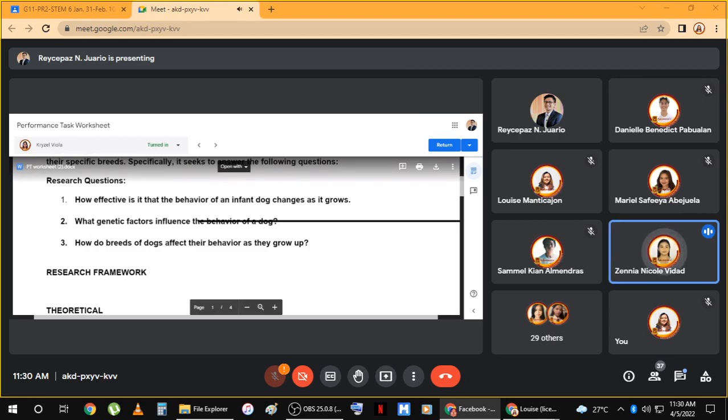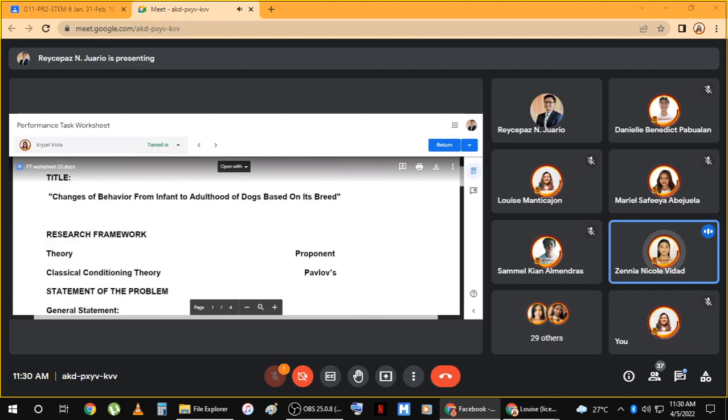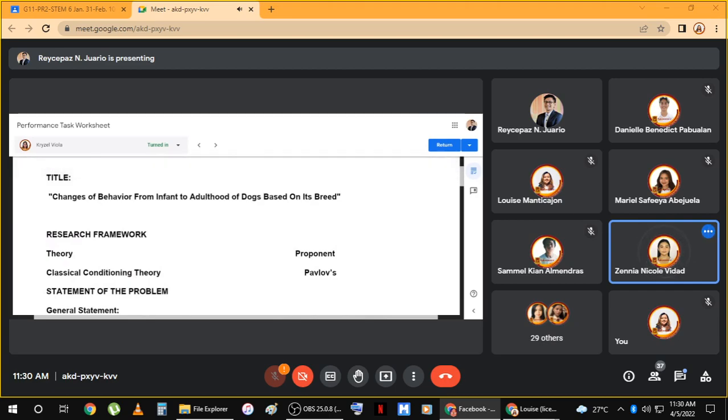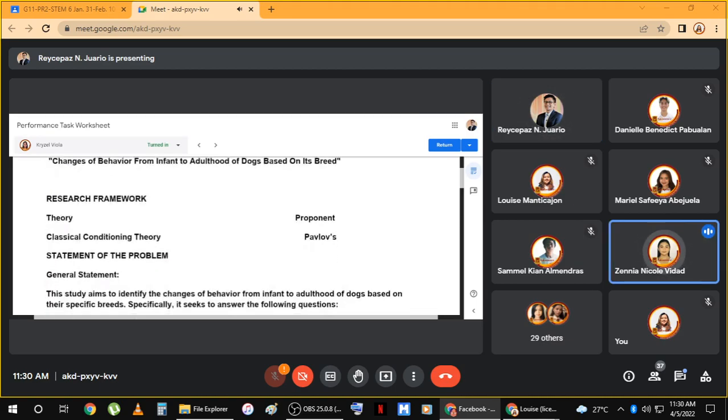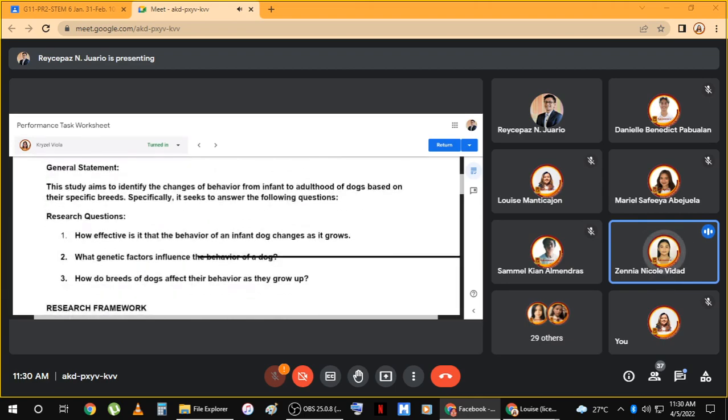We chose the topic, sir, because I also have dogs in our house. It has always come to my mind what changes in their behavior throughout their adulthood. All right, so how are you going to measure the behavior of these dogs? We're going to measure it by monitoring them, sir.